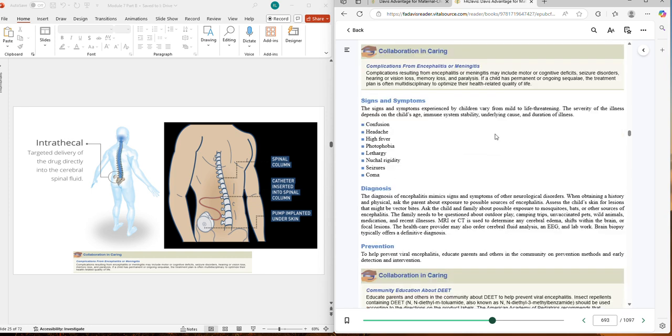All right. Some signs and symptoms. Again, we're going to talk about the different ages. Headache. This is for an older child. I say about 5 years old or so. Okay. Photophobia is for an older child.